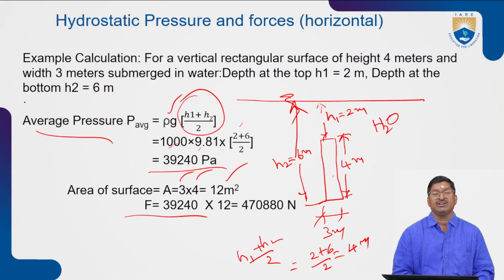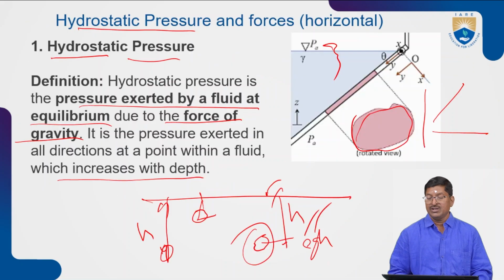So P average, the average pressure, is equal to 39,240, and the area of the submerged surface is 3 into 4, 12. Then you will get 470,880 newtons. So if you review what we dealt with today, okay.